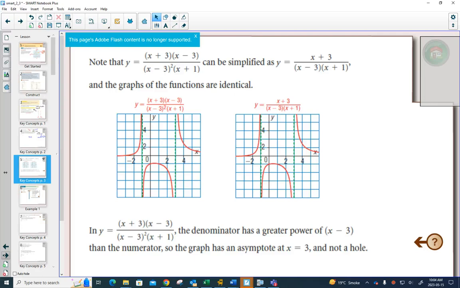Here they have an interesting situation where the non-permissible values are x can't equal 3 and x can't equal -1. One of the x minus 3's cancel out, but you still have an x minus 3 as a non-permissible value on the bottom. So usually, when a non-permissible value cancels out, it becomes a hole, but it only becomes a hole if it goes completely away. If a non-permissible value stays in the simplified equation, it will always end up being a vertical asymptote.